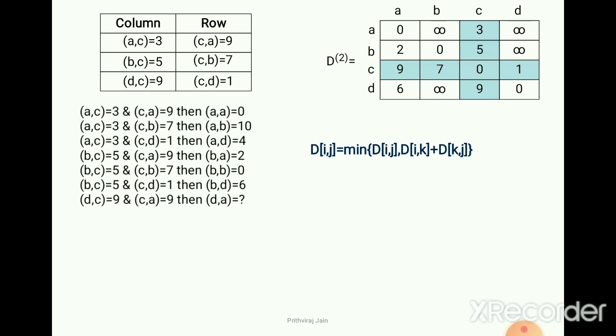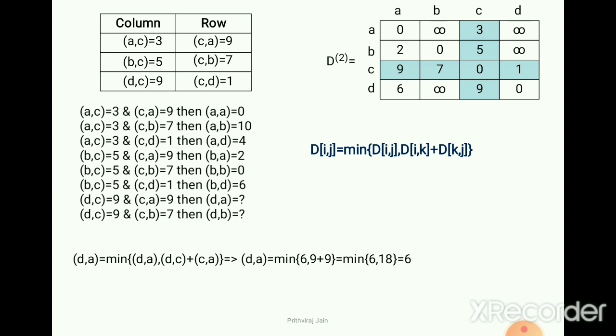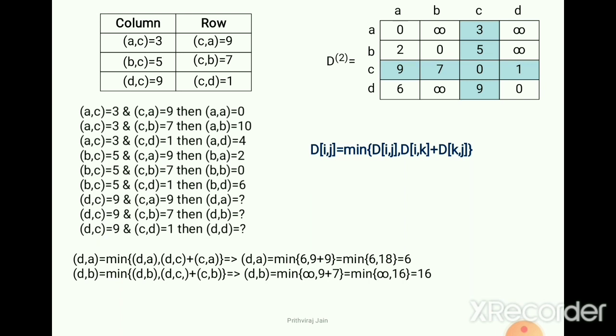Then the last one, D comma C and C comma A, we have to find for D comma A. So D comma A will get the value 6. D comma C and C comma B, we have to find for D comma B. So D comma B will get the value 16. D comma C and C comma D, we have to find for D comma D. So obviously again the distance D comma D will be 0.